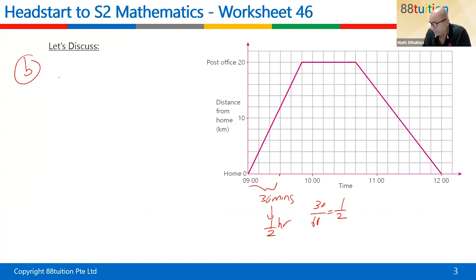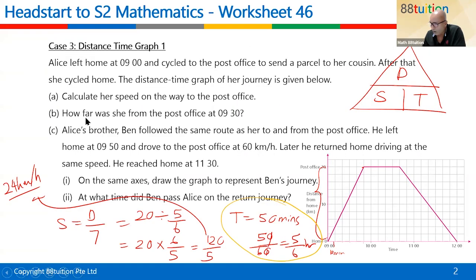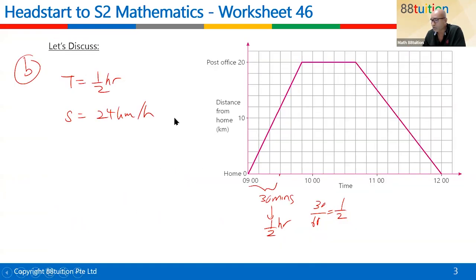So you know the time. Time is half an hour. You already know the speed, which is 24 kilometers per hour. What are they asking for? At 9:30, how far was she from the post office? So for 30 minutes, find the distance traveled. Distance will be speed times time, right? Which is the same as 24 divided by 2, which gives you 12 kilometers.